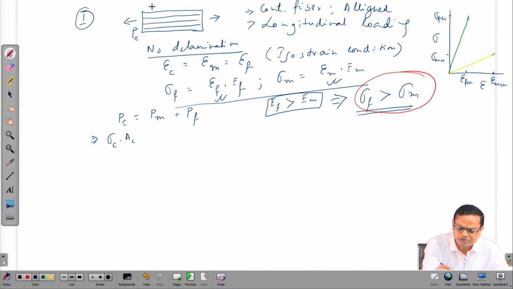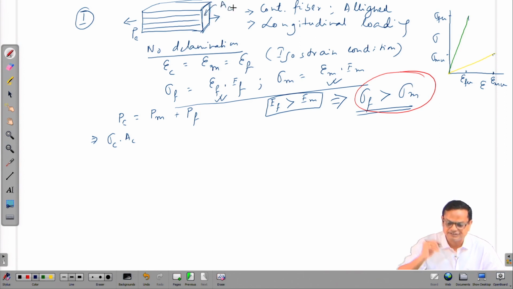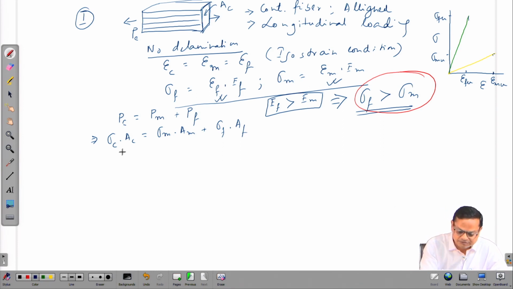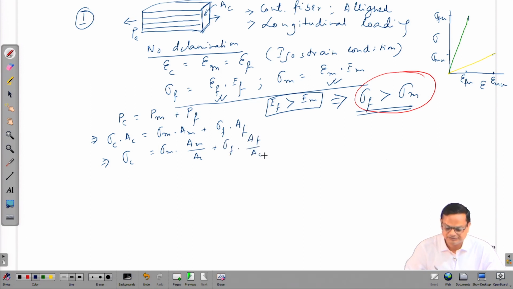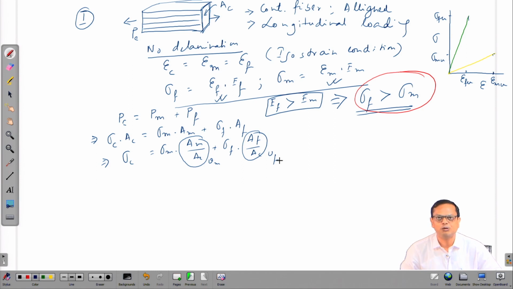So, you can have this kind of composite material. This is the A c. So, sigma c into A c equals P m plus P f, which will be sigma m multiplied by A m plus sigma f multiplied by A f. If I divide both sides by A c, sigma c is equal to sigma m into A m over A c plus sigma f into A f over A c. Now, what are these terms? A m over A c and A f over A c are V m and V f, the volume fraction of the matrix and volume fraction of the fiber.